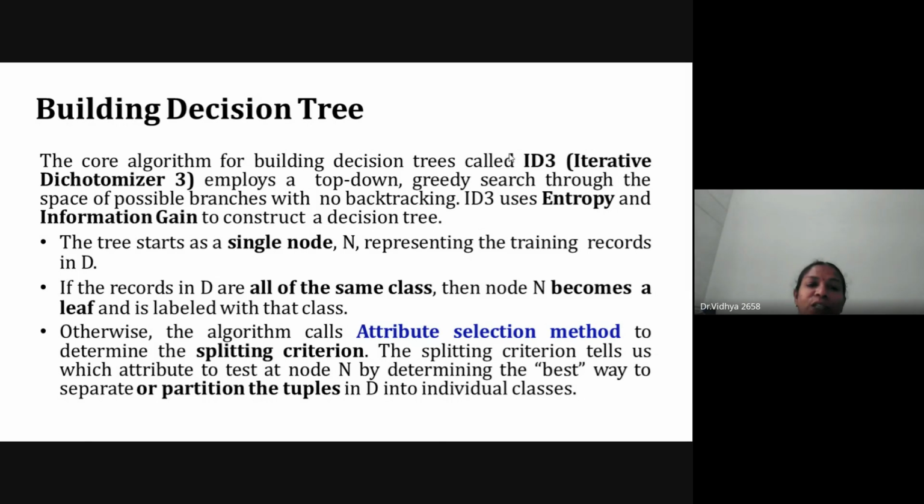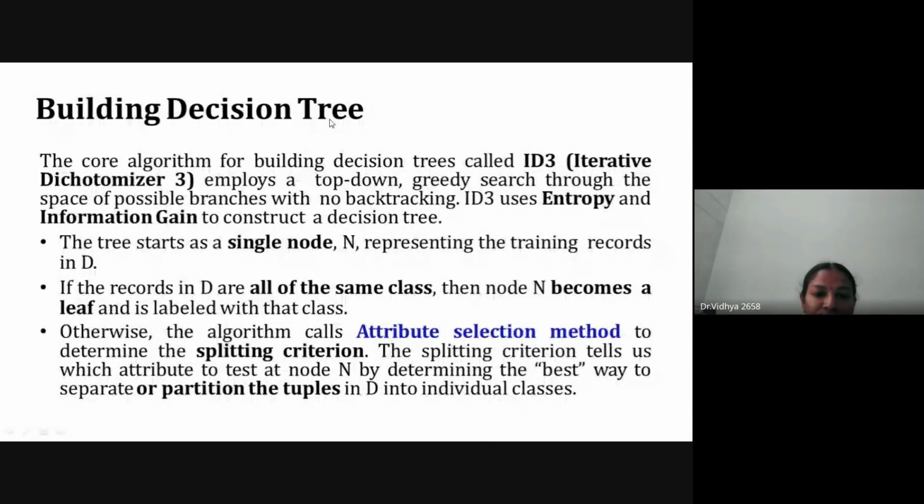Basically, the tree starts as a single node initially, where n represents the training records in D. If all the records in D are of the same class, then the node n becomes a leaf. If all the attributes belong to the same class, then this particular n becomes the leaf node.